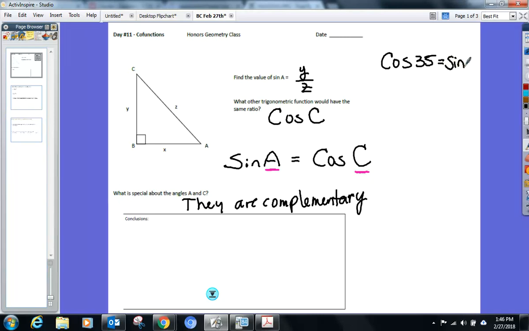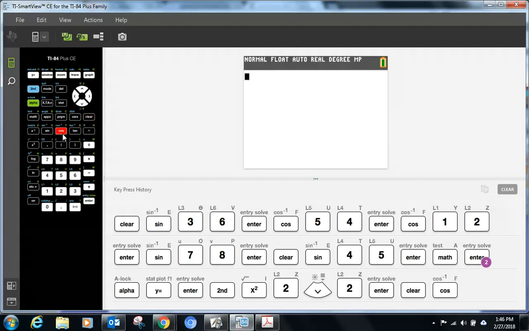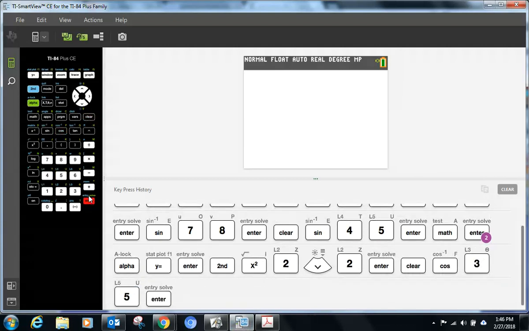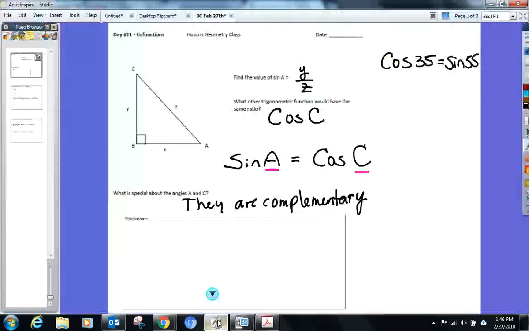of, check it out. Take your calculators right now. Cosine of 35, sine of 55. Look at that. They're equal. Every time, just as long as your angles are what? Complementary.